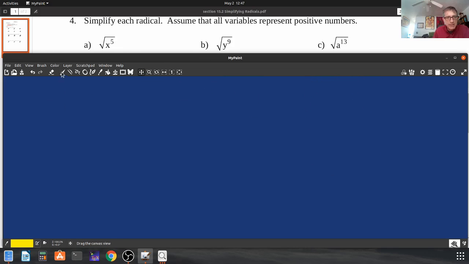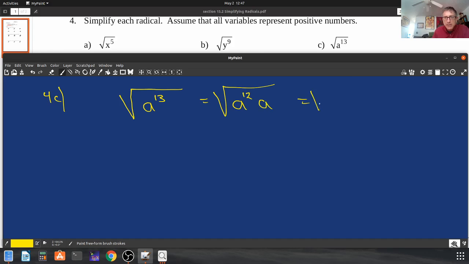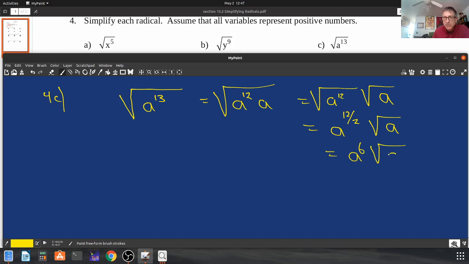And for C, it's really simple now. I'm hoping you're seeing that these are really easy, and indeed they are. Square root of a to the 13th is equal to the square root of a to the 13 minus 1, which is 12, times a. So that's equal to the square root of a to the 12th times the square root of a. And that's equal to a to the 12 divided by 2 times the square root of a, which is equal to a to the 6 times the square root of a.